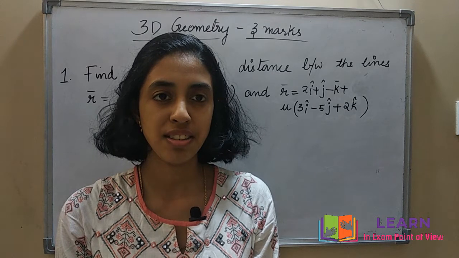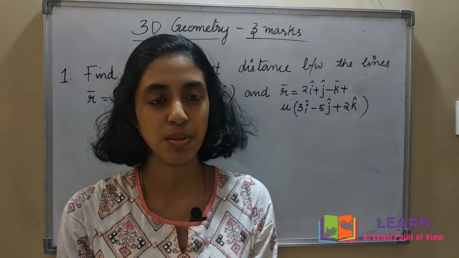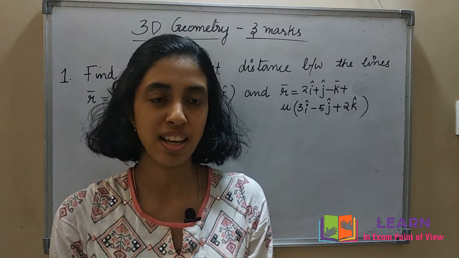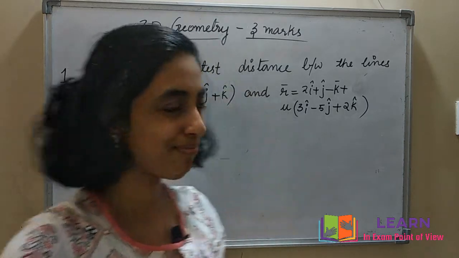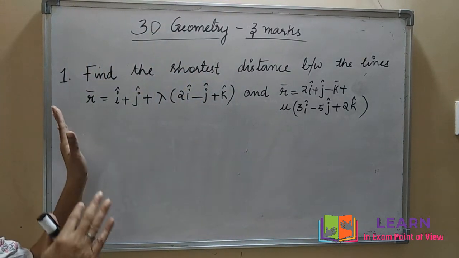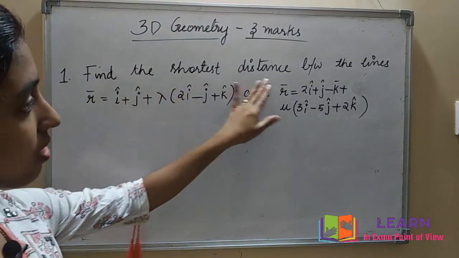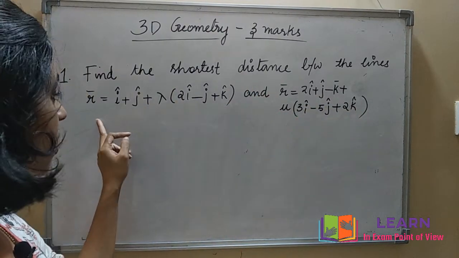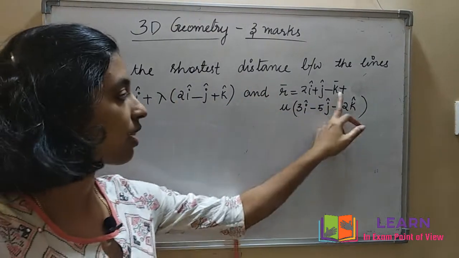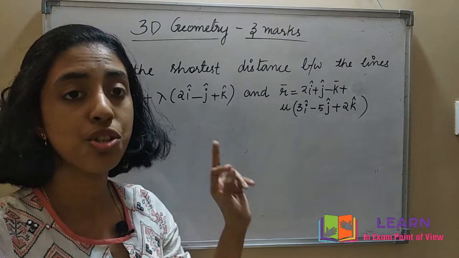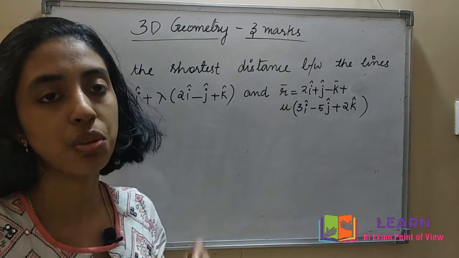Today we can do 3 more questions from 3-dimensional geometry. Okay, so the first question. We have the question here: find the shortest distance between the lines. This is one line, this is another line. We have to find the shortest distance between the two lines.